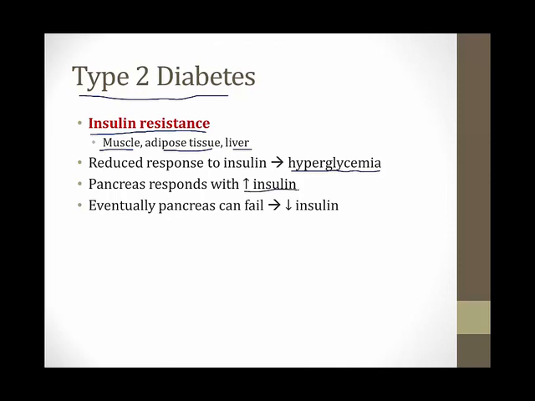So initially, in type 2 diabetes, you can have high insulin production despite hyperglycemia. Eventually, the pancreas can start to fail and the insulin level can become low. But the important point here in terms of physiology is that the insulin level can be high or low depending on the stage of the disease.